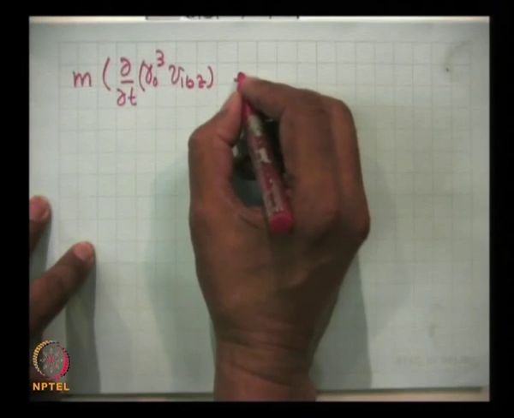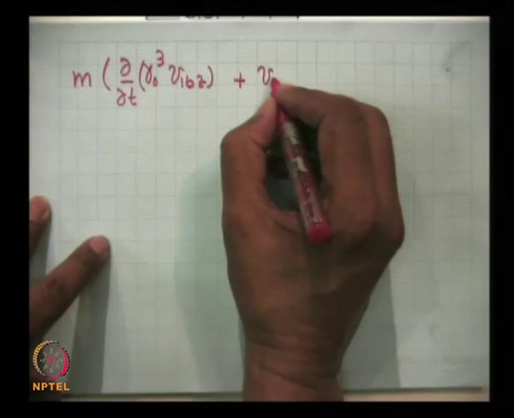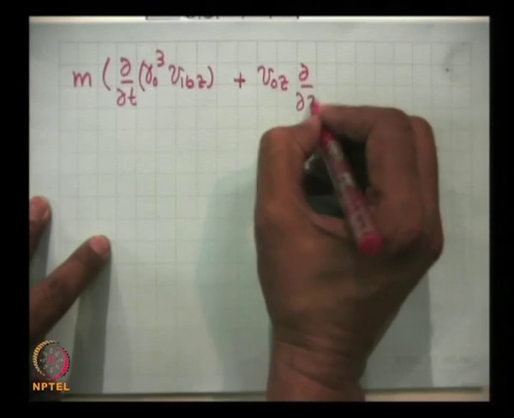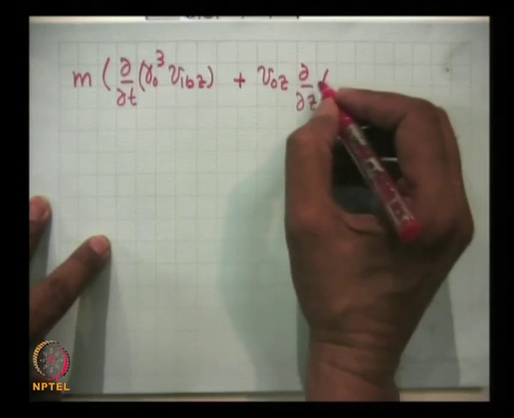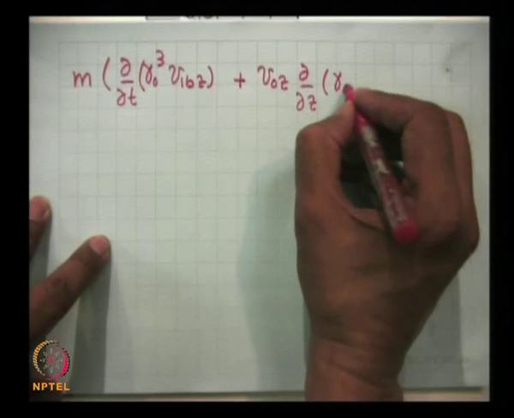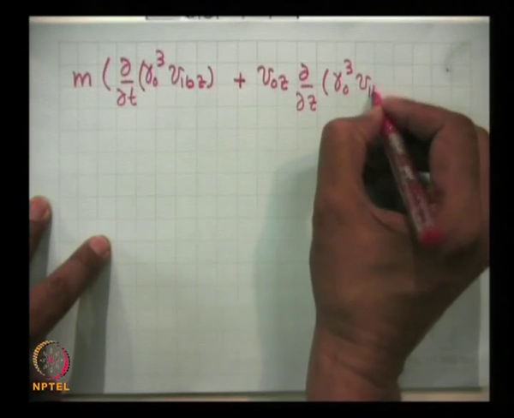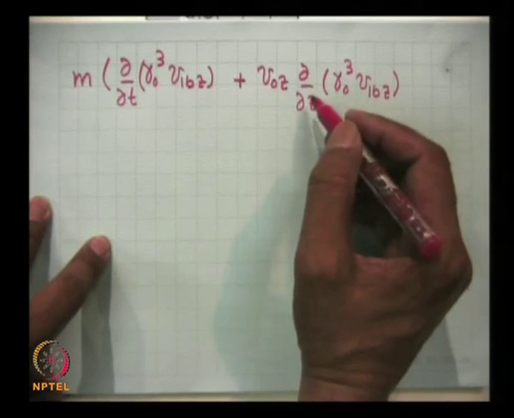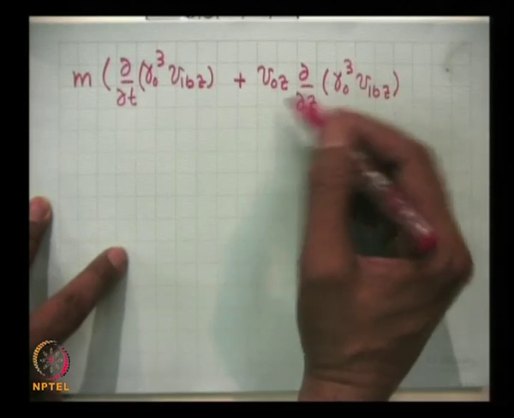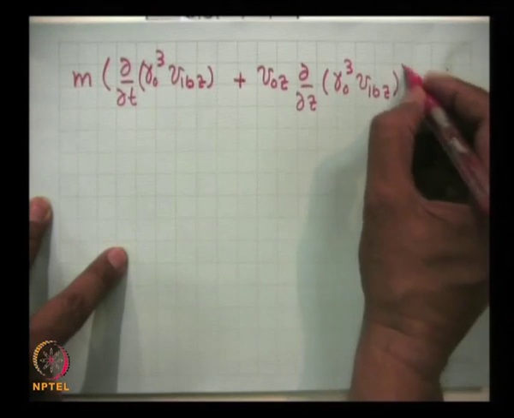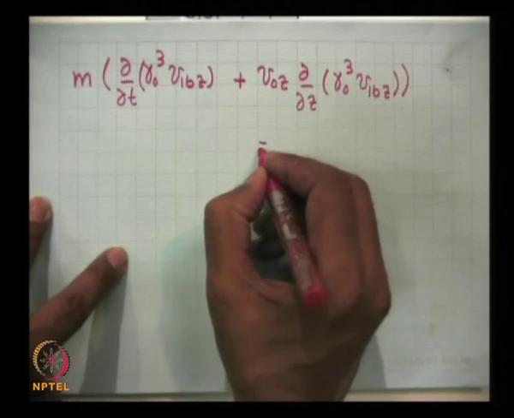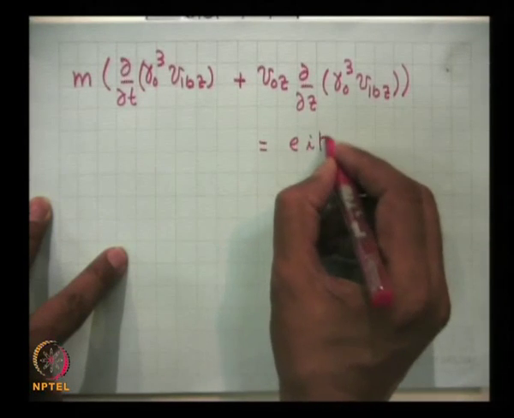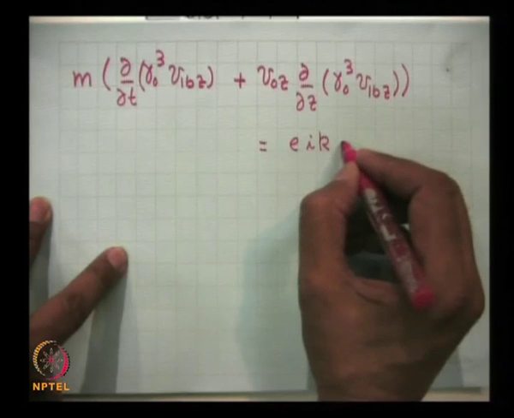The second term is V0b delta delta z of this quantity gamma 0 cube V1bz, because gamma 0 V0 term, when you differentiate by z, is 0 identically. So this is the only linearized term that survives. And right hand side was the electrical force, which is E I k multiplied by phi.